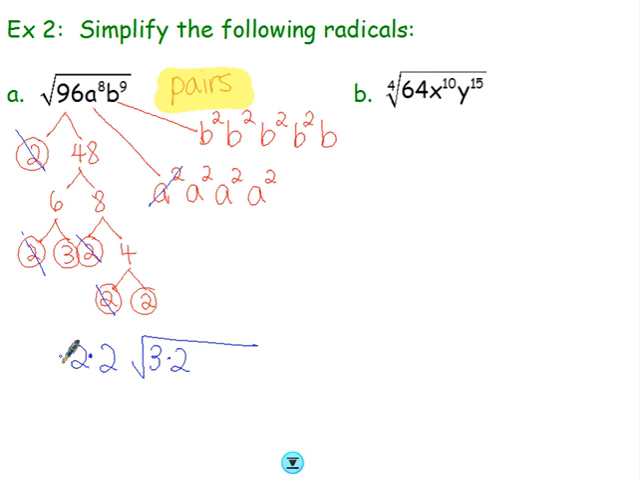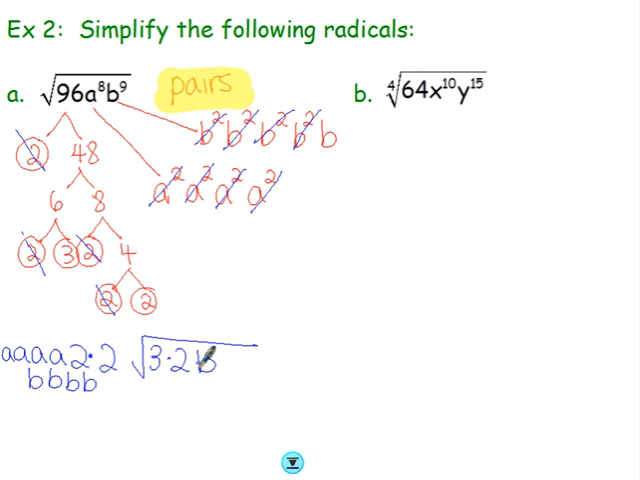Let's look at the A's. Pair of A's, A goes outside. Pair of A's, A goes outside. Pair of A's, A goes outside. Pair of A's, A goes outside. No more A's left. Pair of B's, a B goes outside, four times. This B is extra. He stays on the inside.